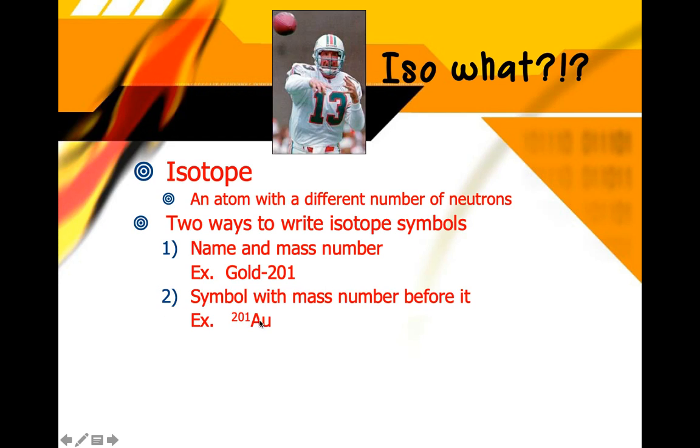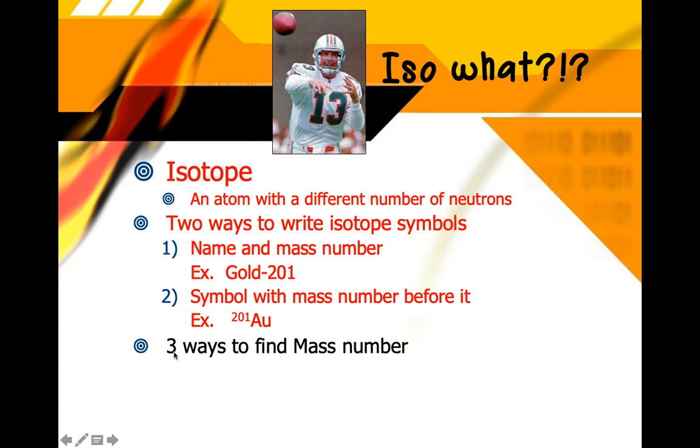The symbol for gold is Au, and you put the mass number in front of it. So these are both the same isotope because they have the same mass number. There's just two different ways to write it. So then what I need to tell you for now is, well, how do we get that mass number? Because that's not on the periodic table.